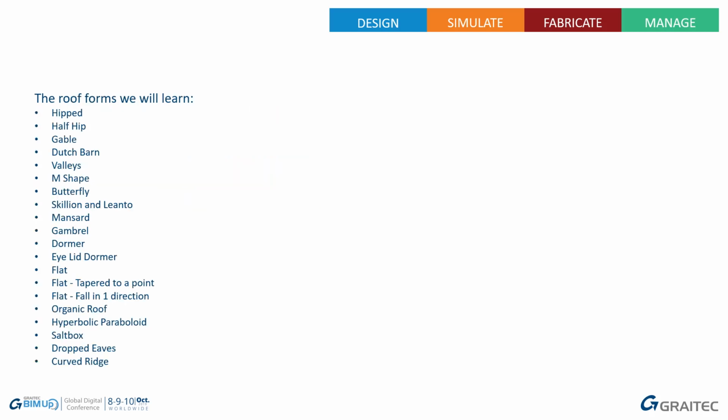The roof forms we're going to learn, and there's a mouthful for you, are hipped, half hip, gable, Dutch barn, valleys, M shape, butterfly, skillion and lean-to, mansard, gambrel, dormer, eyelid dormer, flat roofs, flat tapered to a point using tapered insulation, flat falling in one direction using furrings, organic roofs, hyperbolic paraboloids. Yes, I didn't know what that was before I started learning how to do all of this. Softbox, dropped eaves, and curved ridge roofs.